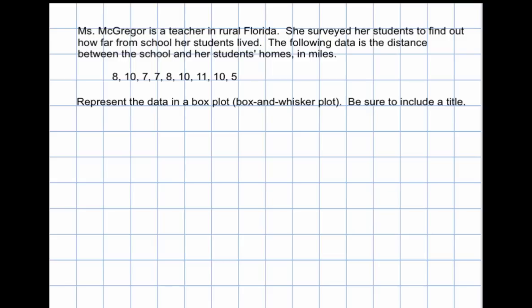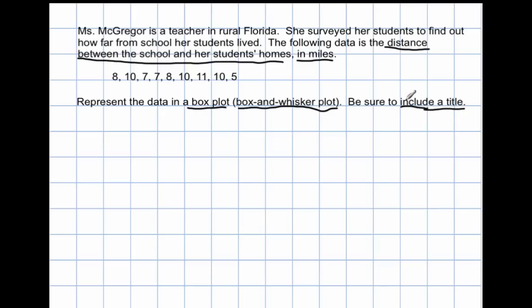Ms. McGregor is a teacher in rural Florida. She surveyed her students to find out how far from school her students lived. The data is the distance between the school and her students' homes in miles. So again, when I say 8, I mean one student who lives 8 miles from school. When I say 10, there's another student who lives 10 miles from school. We're going to represent this data in a box plot, otherwise known as a box and whisker plot, and we need to be sure to include a title.